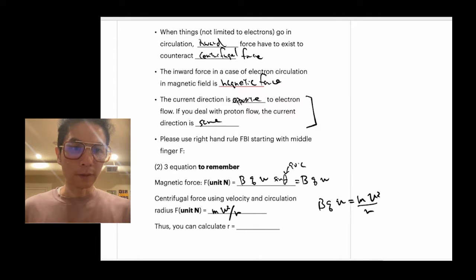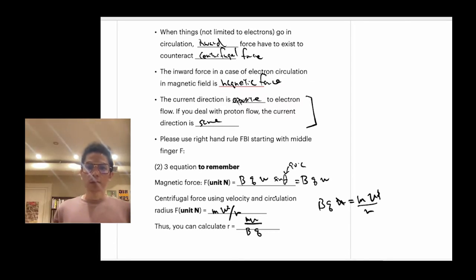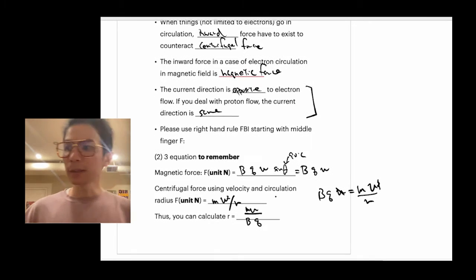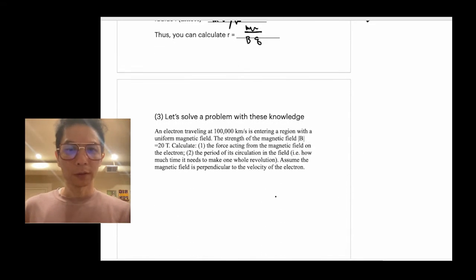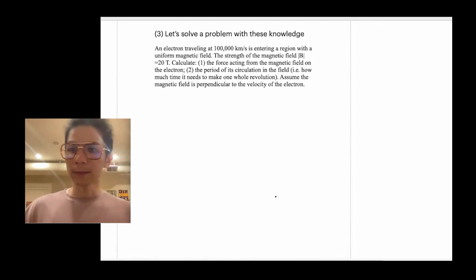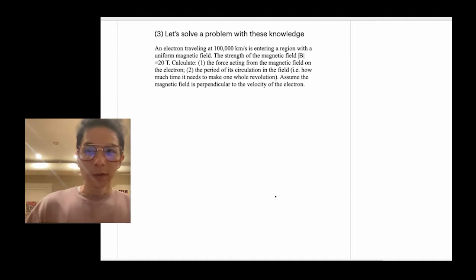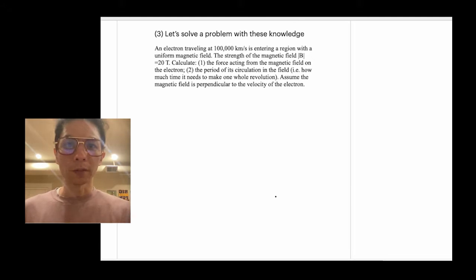And you can cancel out this v, and most likely you have to calculate the radius of the circulation, and this r is just moving here, and this BQ goes to here. Then r can be expressed as mv, mass velocity, divided by B, magnetic field, and Q, which is charge. So this is all you have to know, and let's start solving a problem. This is kind of complicated stuff, but with this small knowledge, you should be able to calculate it. Actually, this is related to synchrotron programs, so this is kind of state-of-art problem.